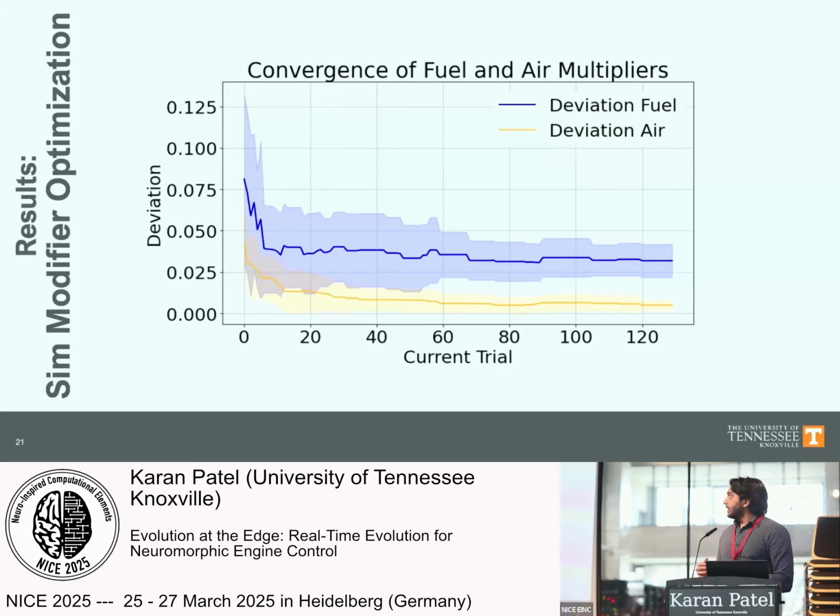And as you can tell from the results here, the multipliers were able to quickly converge to their target values with a deviation of approximately 0.01 and 0.03 for fuel and air mass respectively. This demonstrates that our approach was successful in converging to these target sim knobs.